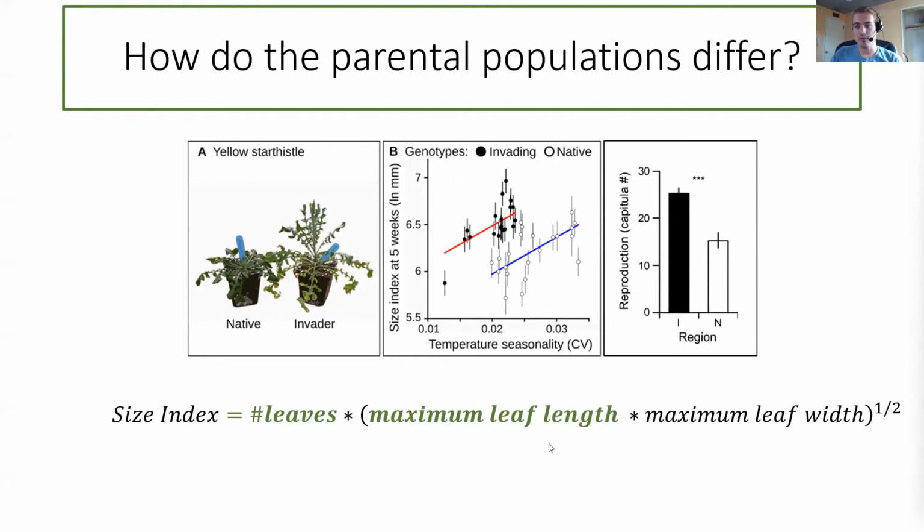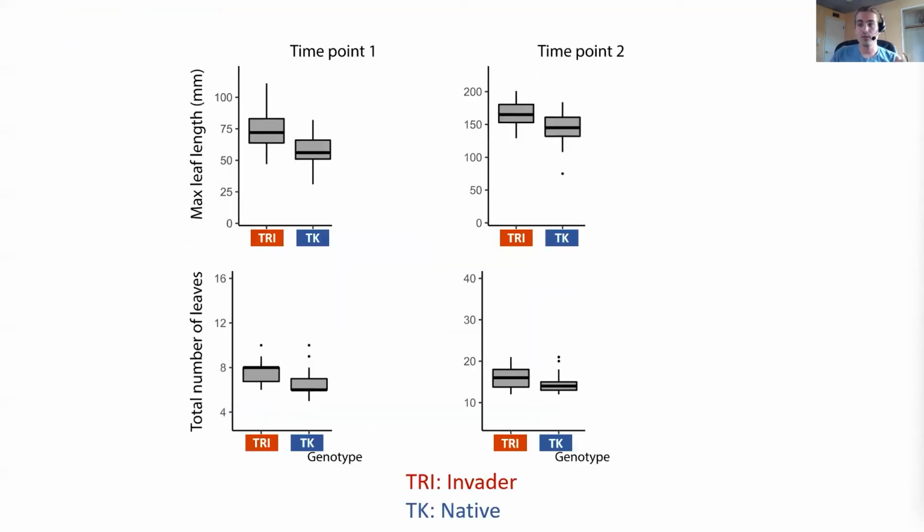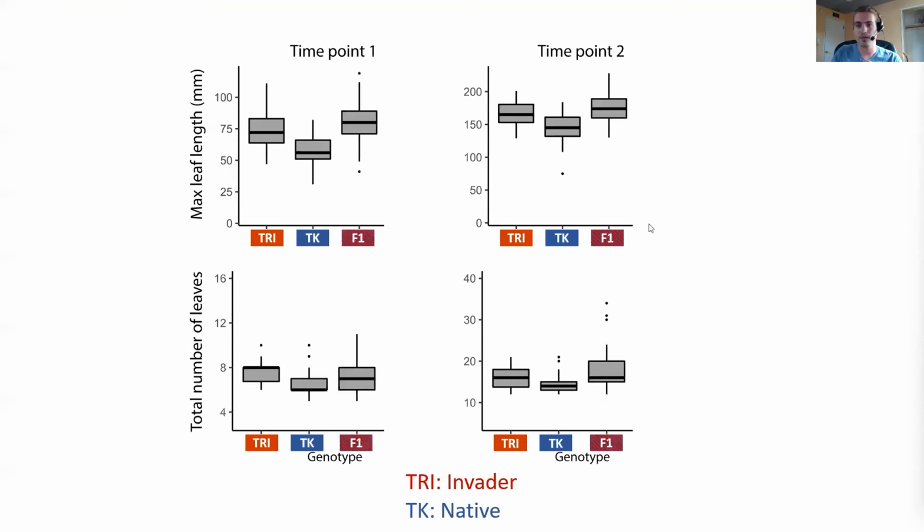For the F2 mapping population, 2 of these components of plant size, namely the number of leaves and maximum leaf length, were measured for all individuals at 2 different time points, because these measurements can differ between seedlings and pre-reproductive adults, between the populations, that is. But what we see for the parental generation in the mapping population is what we would expect given previous work. Namely, the invader genotypes are larger than the native genotypes for both traits, total number of leaves and maximum leaf length, at both time points.